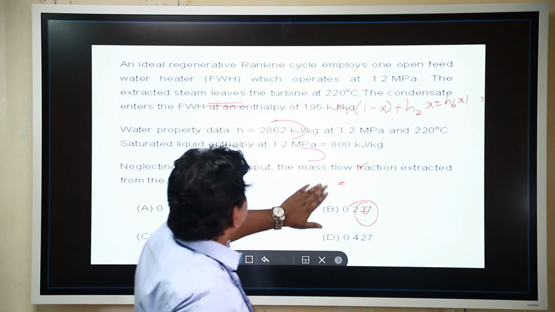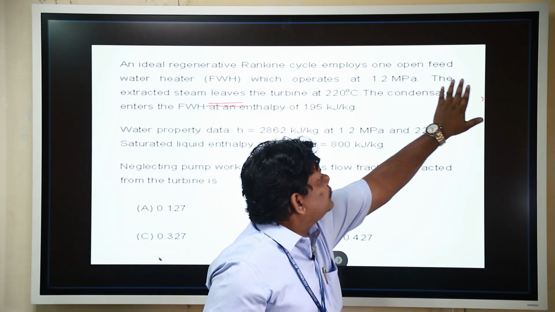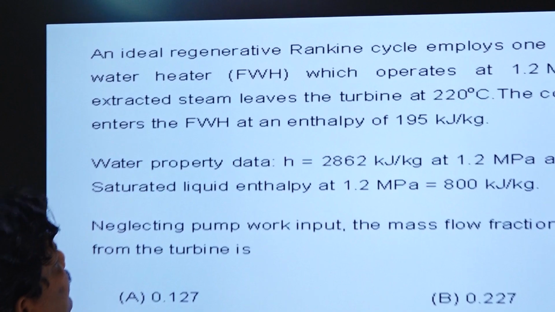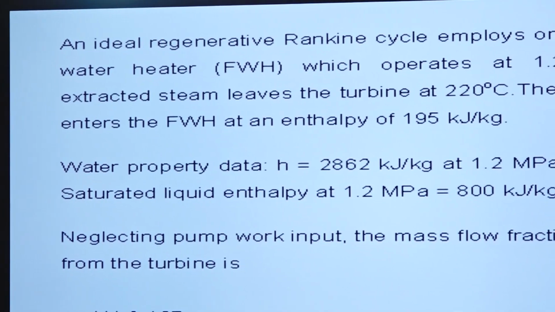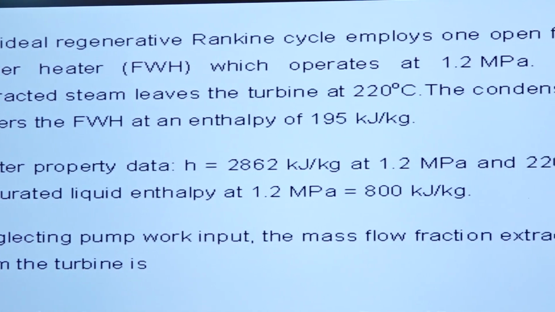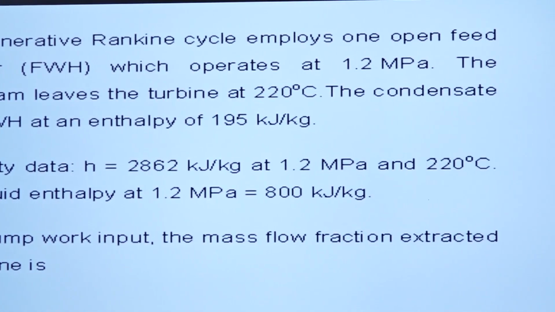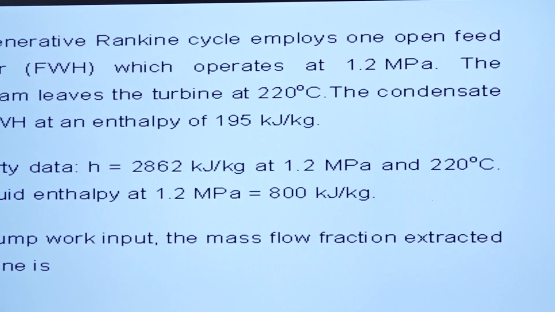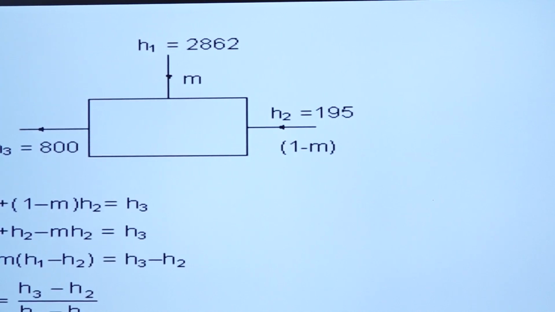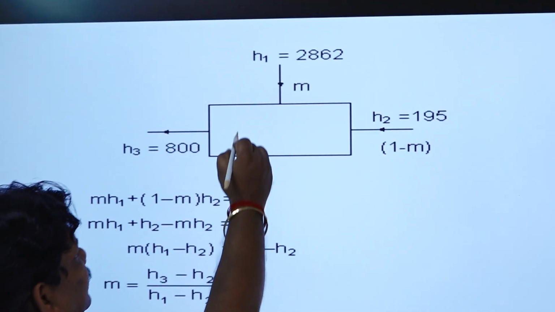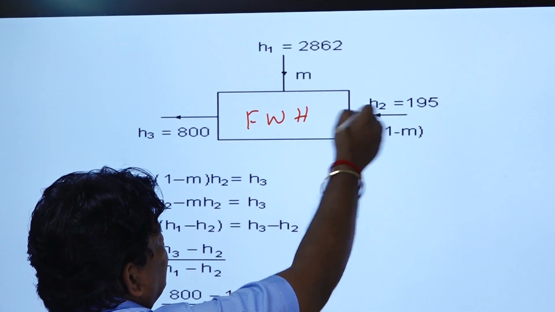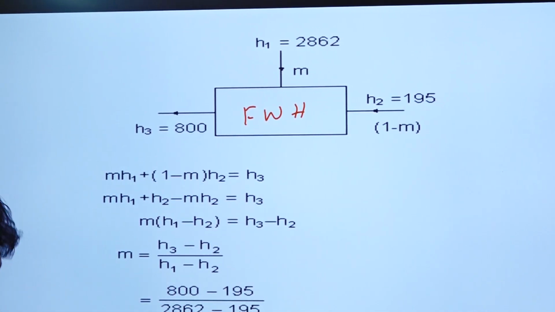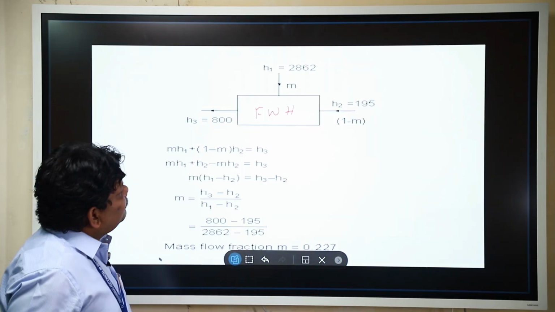So the next one is an ideal regenerative Rankine cycle. It employs one open feed water heater which operates at 1.2 megapascal. The extracted steam leaves the turbine at 220 degrees centigrade. The condensate enters the feed water heater at an enthalpy of 195 kilojoule per kilogram.